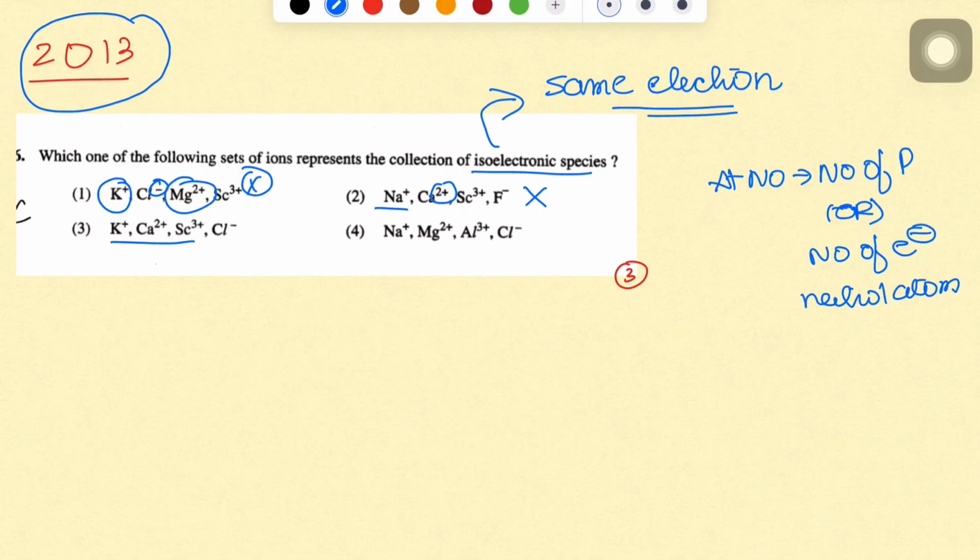Next, the third option. This is an option elimination method. K plus has atomic number 19. Plus is given, so removal of one electron, it will be 18.